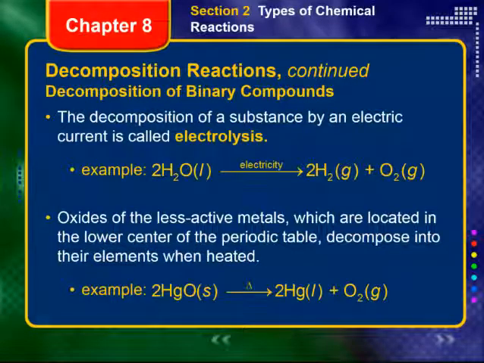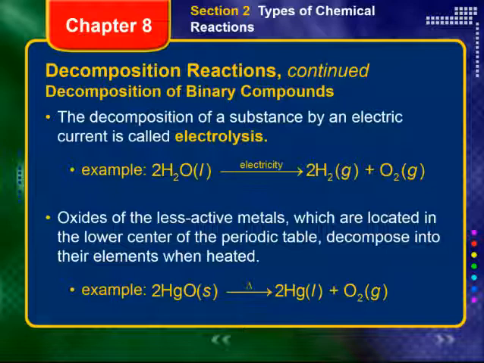Now, there are a couple of different ways we can accomplish decomposition. Most of the time, it's going to involve the addition of energy in the form of either heat or electricity. When a decomposition reaction occurs because an electric current is applied, we call that electrolysis. We show that by writing the word electricity over the reaction arrow. So we can actually decompose water into some pretty reactive gases by applying electricity to it.